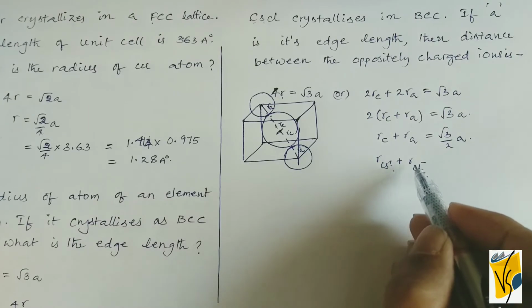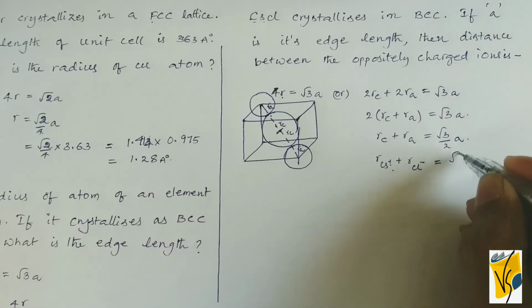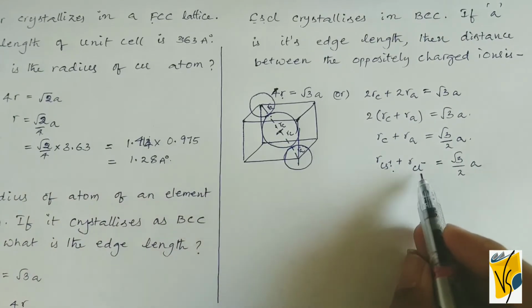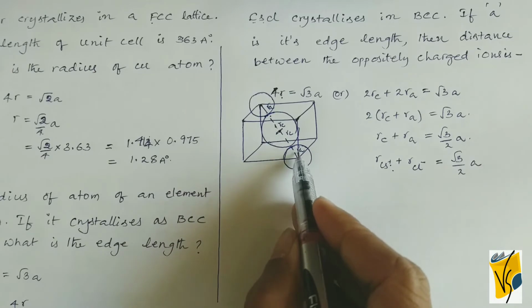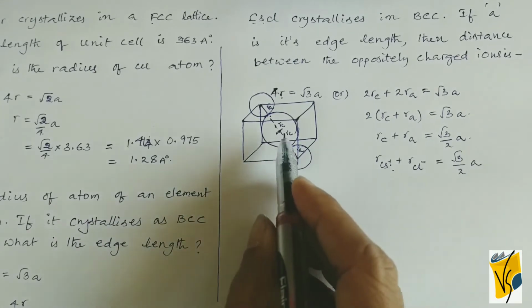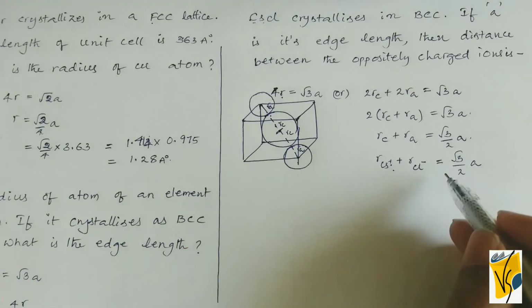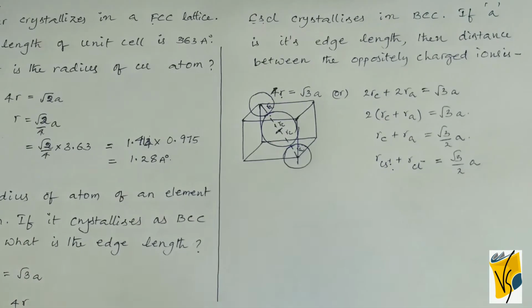RCs+ plus RCl- is equal to root 3 by 2A. The radius of cation plus the radius of anion becomes the distance between the two ions, or the internuclear distance. RC plus RA is equal to this distance, that is nothing but the internuclear distance or distance between oppositely charged ions. So RCs+ plus RCl- is equal to root 3 by 2A, right? This is the answer.